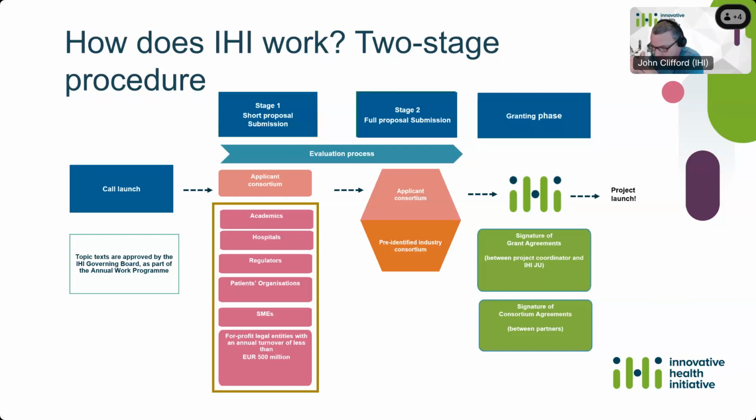These applicants will prepare what we refer to as short proposals for stage 1. All the submitted short proposals will undergo a competitive evaluation by an independent panel of experts, and at the end, only the top-ranked proposal will go forward to stage 2. In stage 2, the consortium with the top-ranked proposal at stage 1 will merge with the original industry consortium that prepared the topic text. This larger consortium will work together to prepare the full proposal, which will itself be evaluated at stage 2. If successful in the second evaluation, the consortium will move to the granting phase, where the grant agreement and consortium agreements are prepared, followed by the start of the project.